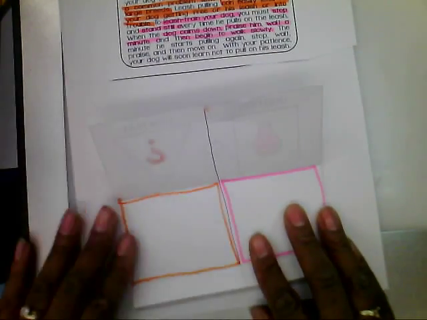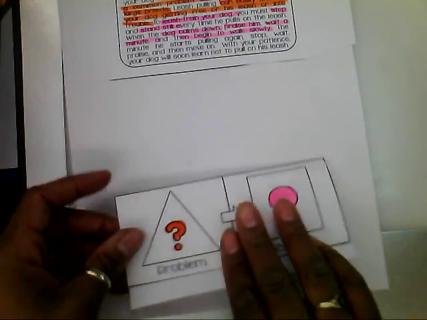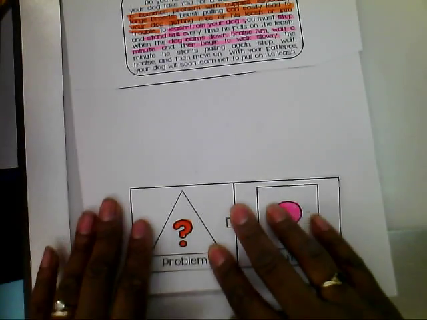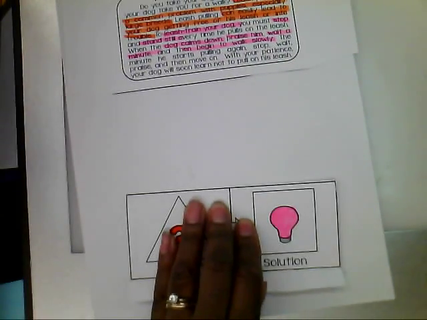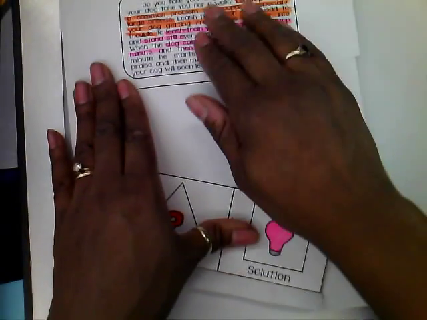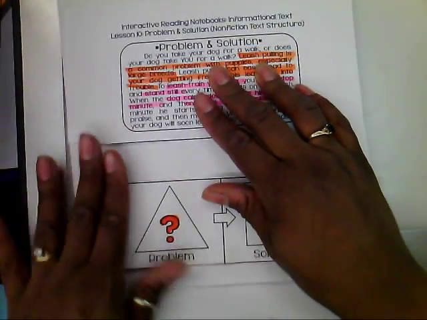After you fill in the information, you'll just put some glue on the back of this and glue it into your interactive notebook. And you also need to cut out the paragraph and glue that into your interactive notebook as well.